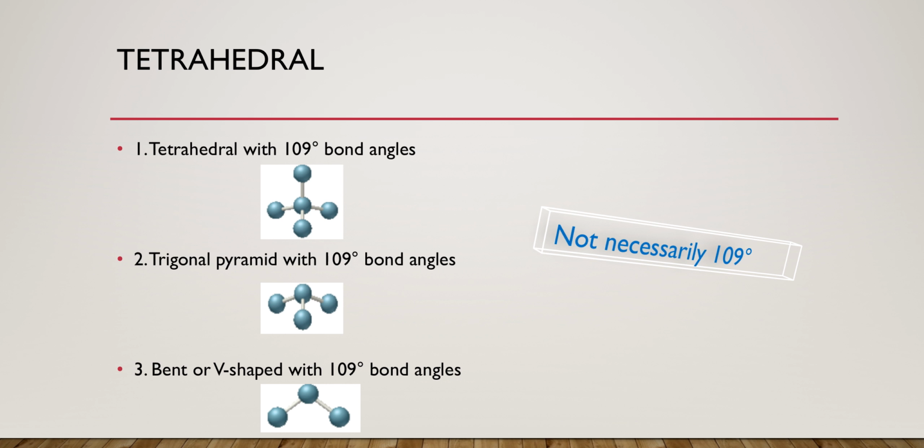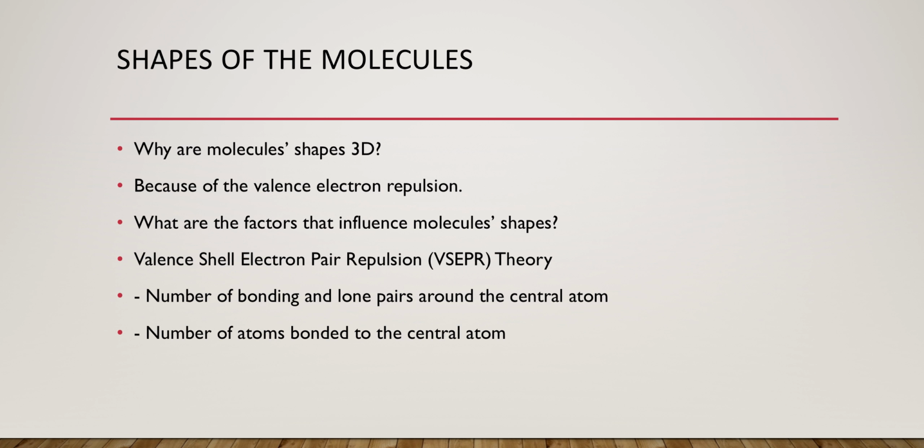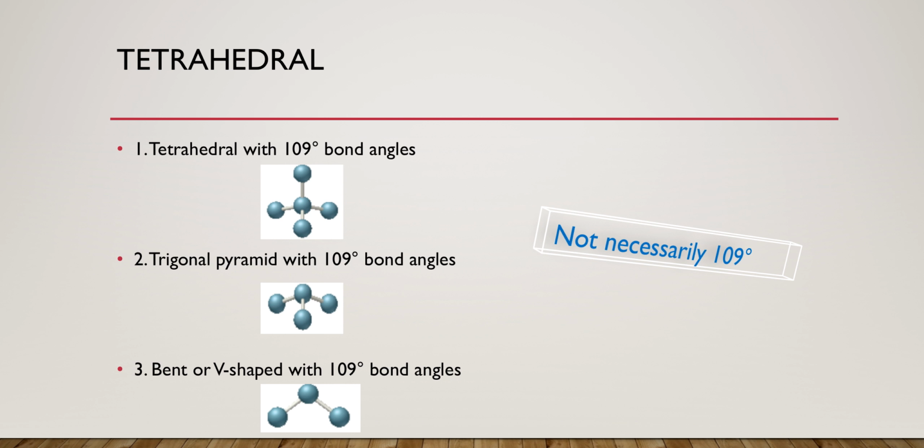However, the angles aren't necessarily 109 degrees. This is because, going back to the factors that influence the molecule shapes, the number of bonding and lone pairs around the central atom matters. The lone pairs around the central atom are closer to the central atom than the bonding pairs, and so the lone pairs have a larger repulsion force. And because of that, the angles aren't necessarily 109 degrees.